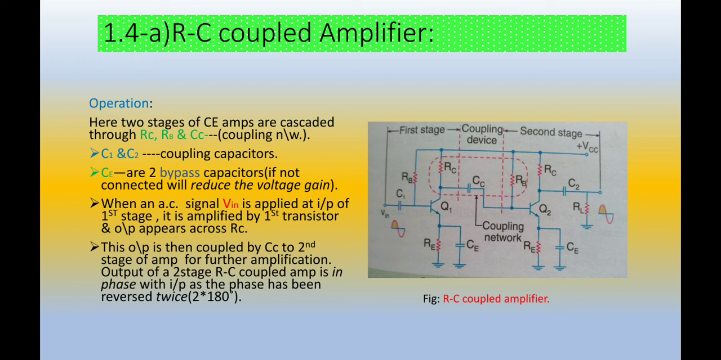So when the Vin input signal is applied to the base of the first transistor, the first stage amplifies the signal and the output is coupled to the base of the second through the coupling capacitor CC for further amplification, and the amplified version is obtained at the RC2 of the second stage. So overall there is 360-degree phase shift. As we know, one stage introduces 180-degree phase shift, so 360-degree phase shift is obtained and the output is in phase with the input.